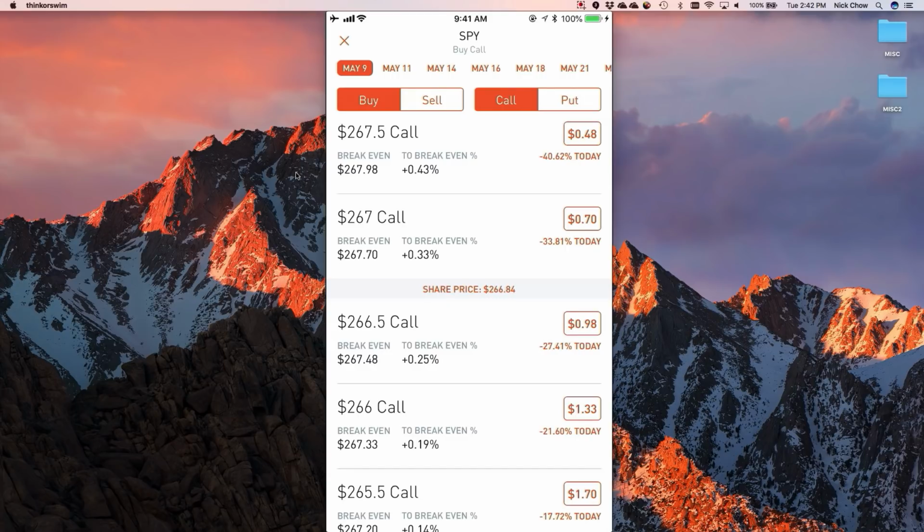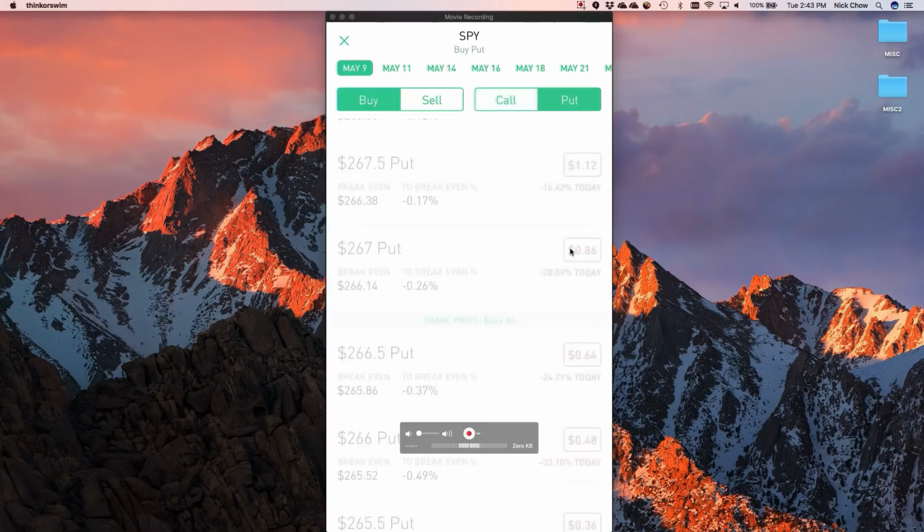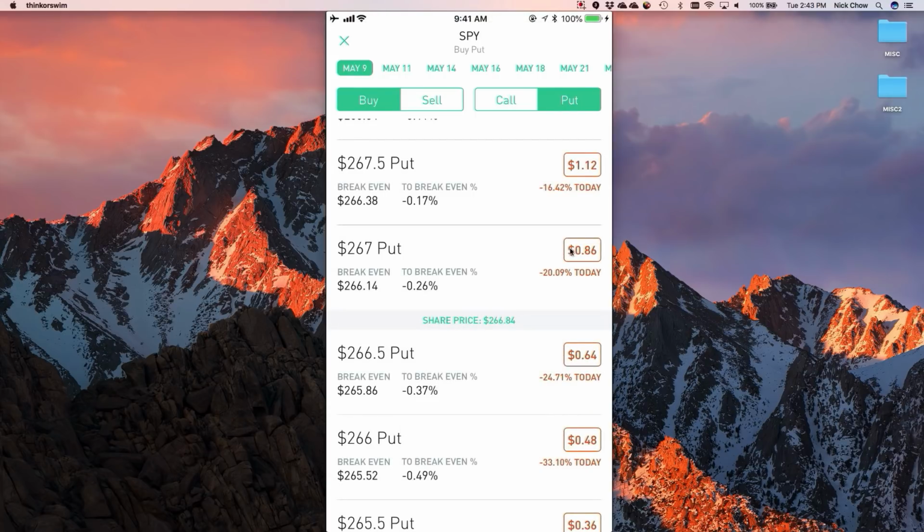You could see at one glance, okay, these options are the ones that I want to do. One other interesting thing you could say today is that for SPY, on both the call and the put, if I select call and put, these are both losers today. The calls and the puts were losers today, and that's just theta.